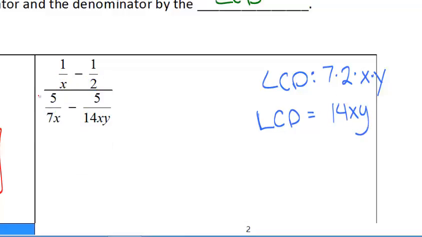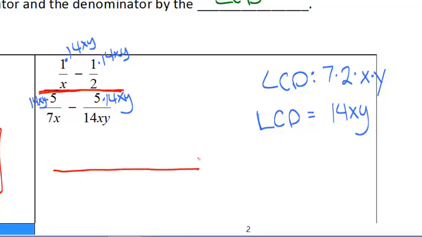Now, because of this red bar right here, that allows me to multiply anything I want to the numerator and the denominator. So I can multiply 14xy to every single numerator and then reduce. Every single denominator should divide out nicely. So I have my red fraction bar.